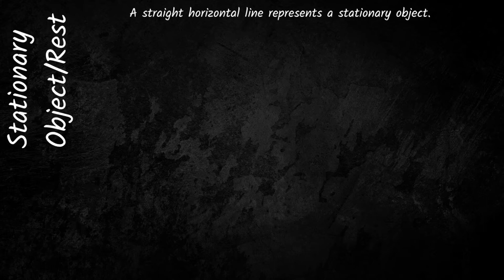An object at rest on a distance time graph is represented by a straight horizontal line. Lines could be diagonals as well, but for an object at rest, we use a horizontal line. That's something that you need to remember.